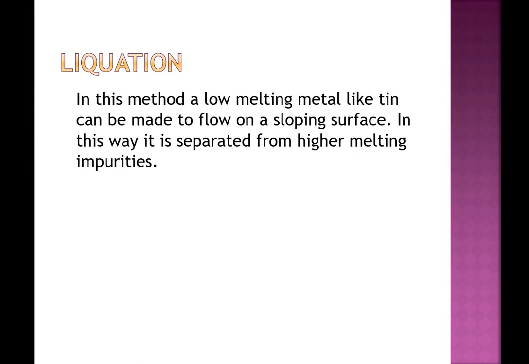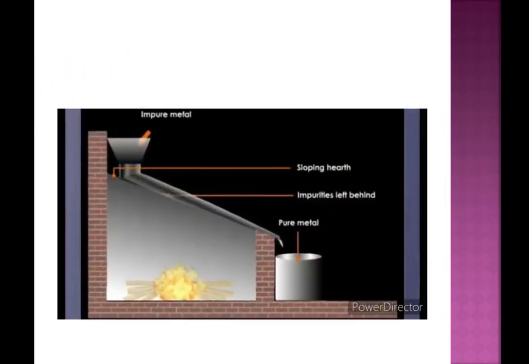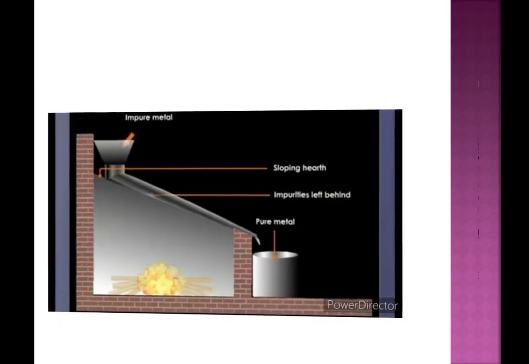Second is liquefaction. In this method, a low melting metal like tin can be made to flow on a sloping surface. In this way, it is separated from high melting impurities. You can see in this video, impure metal is put from above on a sloping hearth. It is being heated. The pure metal gets collected in the container, whereas impurities are left behind.